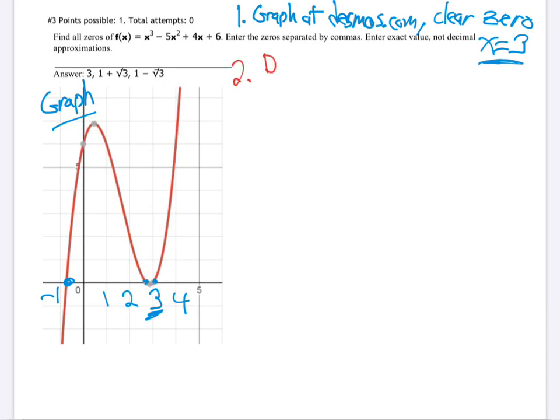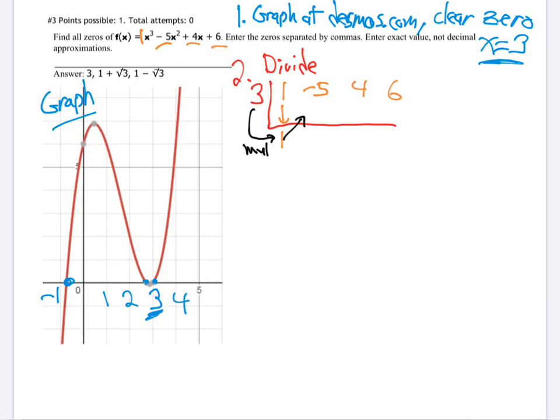Step 2, divide with synthetic division. So you put the 3 out there, and then you put the coefficients of our function. What are the coefficients right here? 1 and -5 and 4 and 6. And then bring down the 1 and let the division begin. So 3 multiplied by 1 is right there, 3. -5 plus 3 is -2.